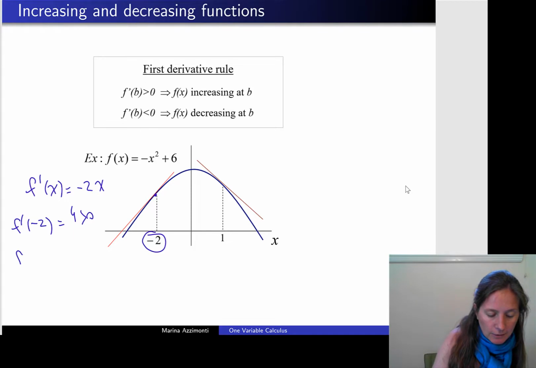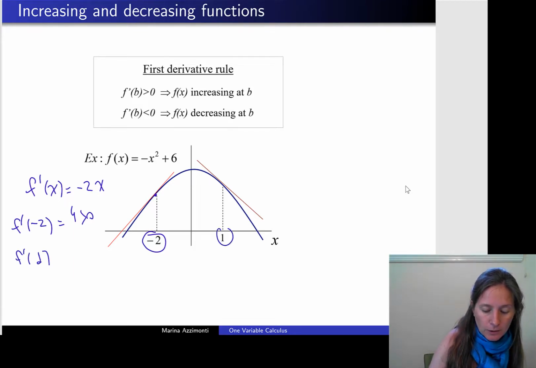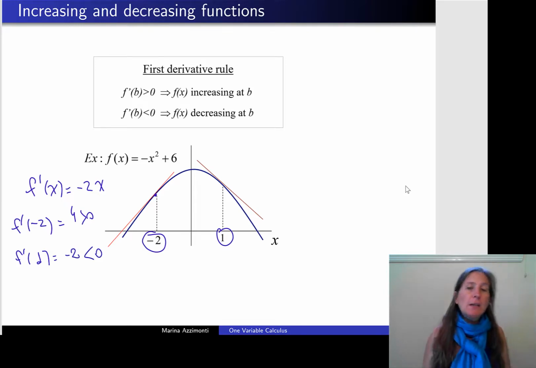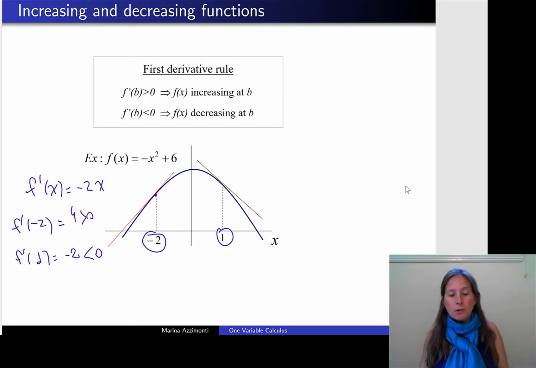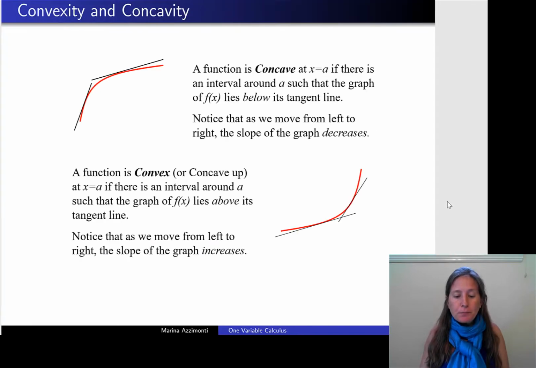On the other hand, if we evaluate this derivative at 1, at the second point here, then this is going to be minus 2, which is negative. So we know that the function at x equal to 1 is going to be decreasing. Okay, so this gives us a first idea of how this function would look without having to approximate it by plotting it point by point.